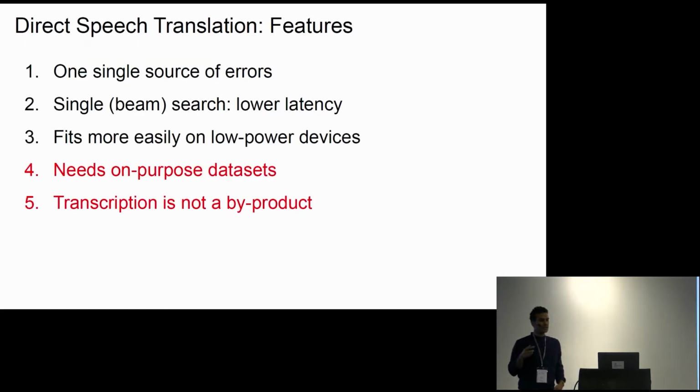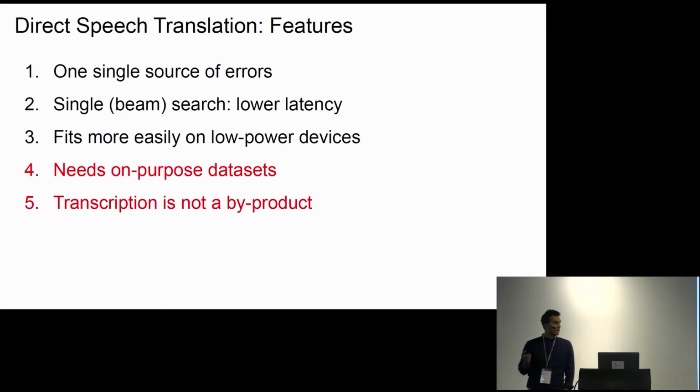The direct speech translation models, of course, are quite different from a cascade, both in positive and negative ways. So they provide a single source of errors because, of course, having multiple machine learning models means that their errors will be compounded. And also, in terms of latency, here we have a single beam search, so we can achieve a lower latency. And also, if we have a single model, this is more compact and can be more easily fit on low power devices.